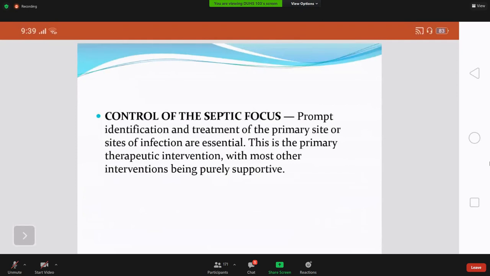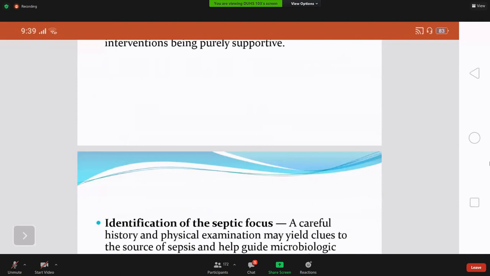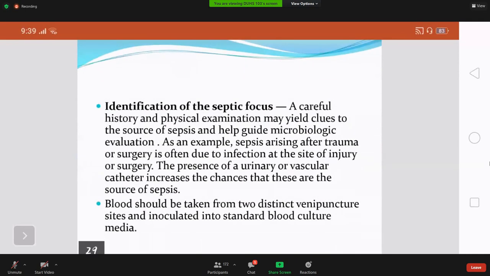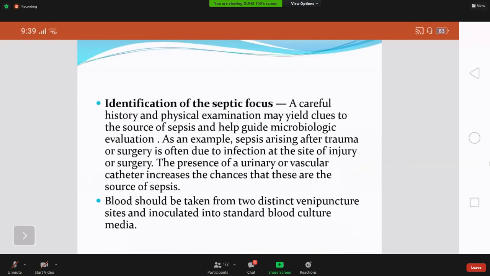Then another thing that needs to be done is to control the septic focus. Now, to control the septic focus, what we need is prompt identification and treatment of the primary site or the sites of infection. This is the primary therapeutic intervention, with most other interventions being purely supportive. Then there's identification of the septic focus.